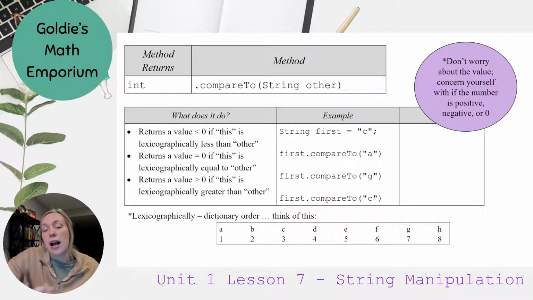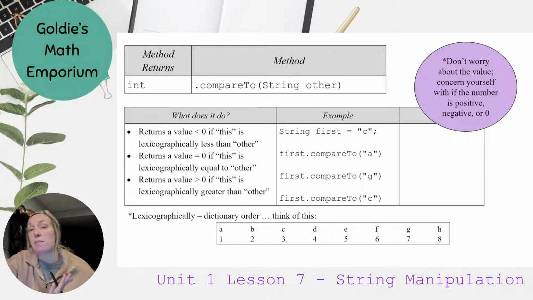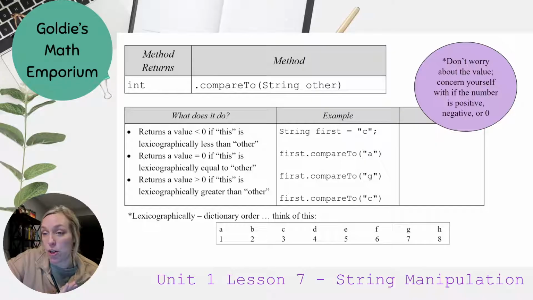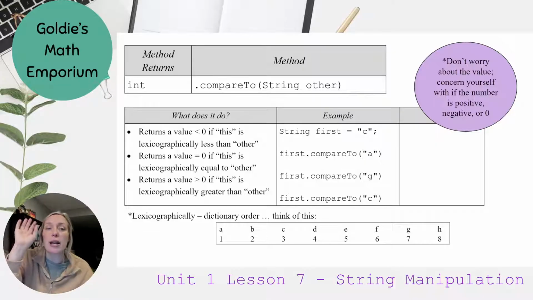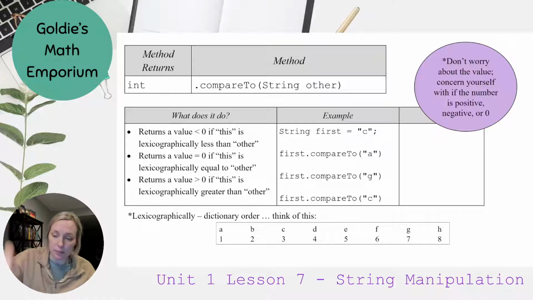Now, when I show you this, I don't want you to worry yourself about the number that it's going to return. I'll explain what the number means. But again, on the AP exam, not only do you never have to worry about comparing cases, you also won't have to worry about the number. I just want you to focus on if it's positive, negative, or zero.